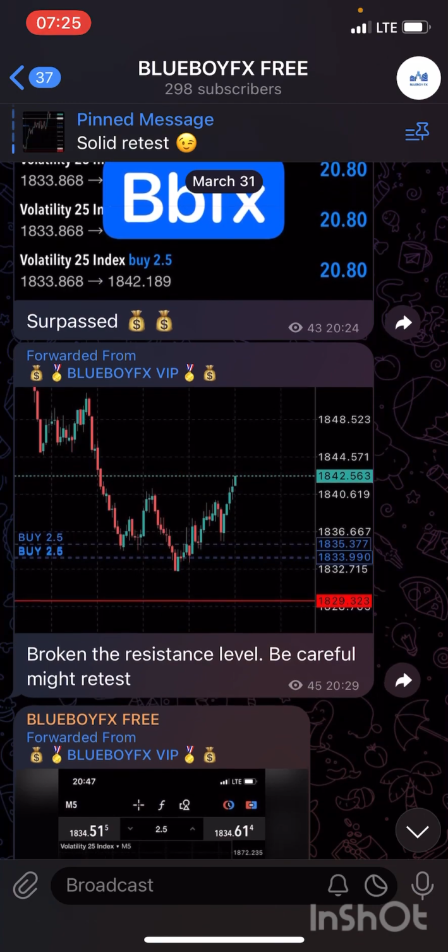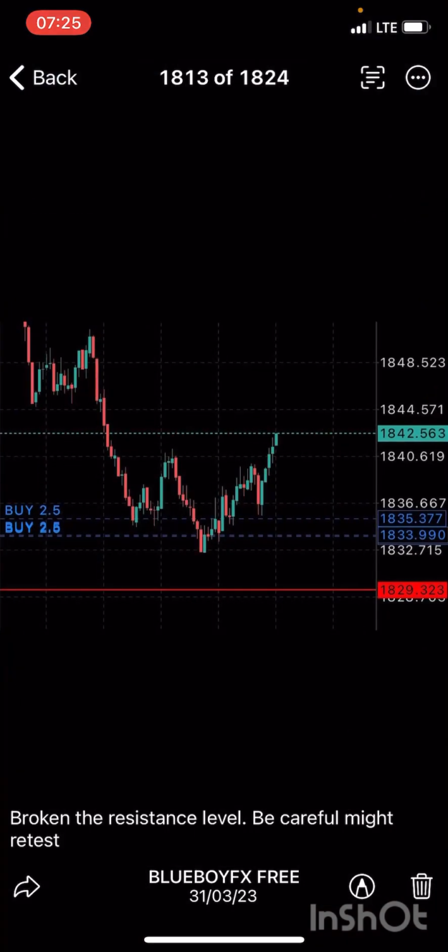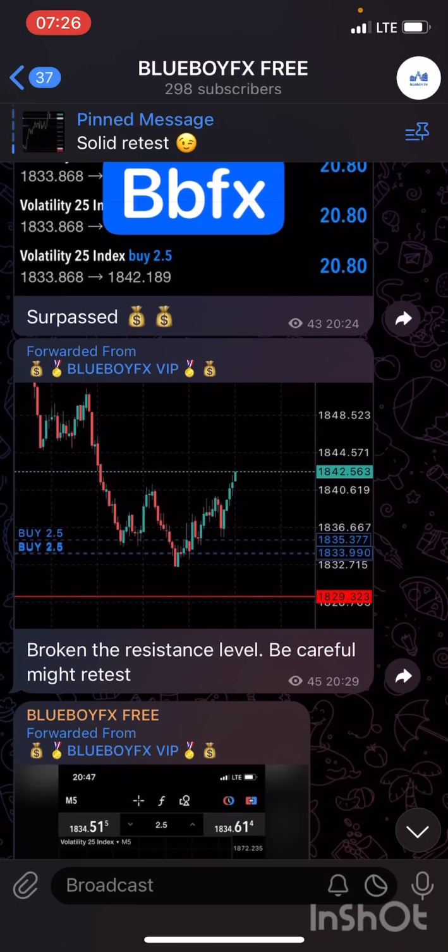This was another trade. I think this was 25 or thereabout. So you see that once the market, there was a resistance around that region there, which was broken. I told them that it has broken the resistance level, but be careful that there might be a retest, because the market actually has to pull down.